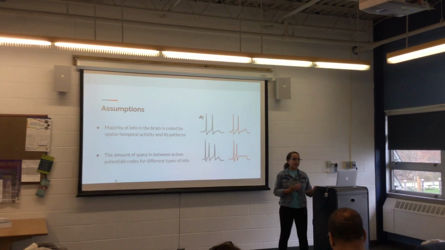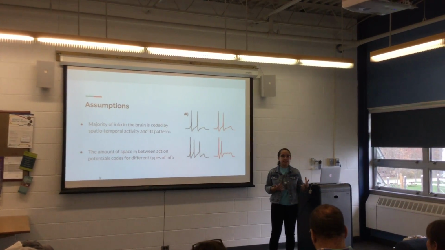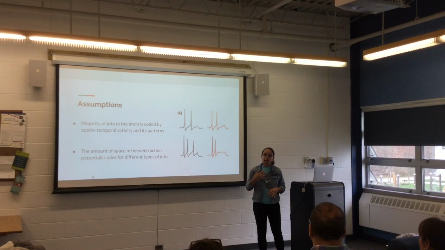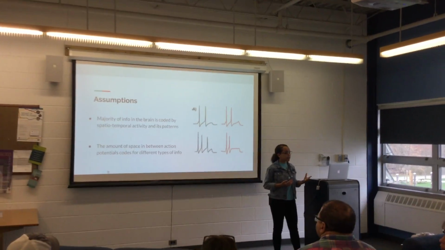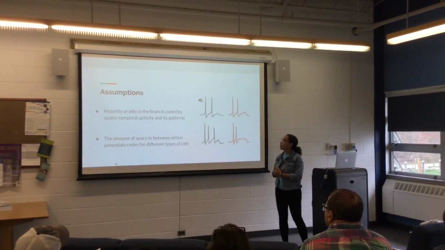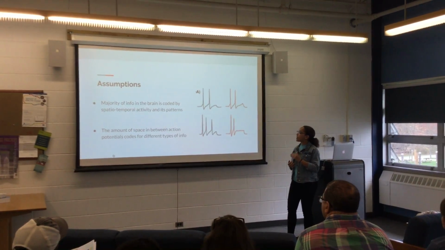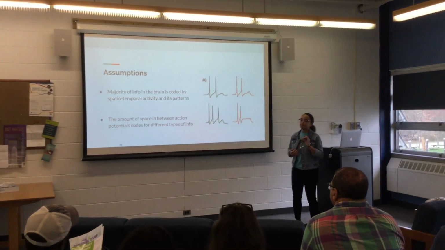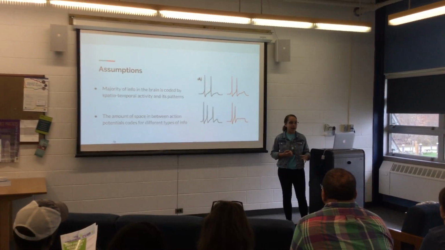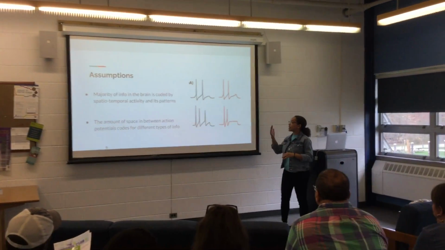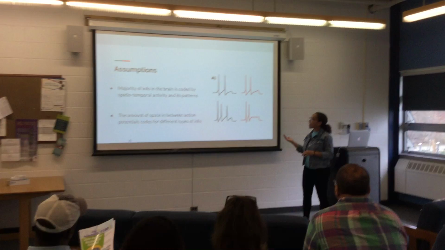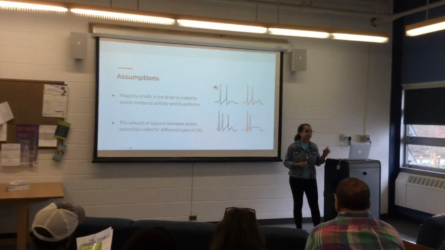So since we don't know everything about the brain, the scientists who were studying this prosthesis needed to make some assumptions about how the brain worked. So they assumed that the majority of information in the brain is coded by spatiotemporal activity and its patterns. And this basically means that the amount of space in between action potentials codes for different types of information.